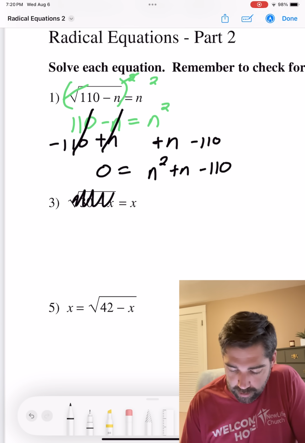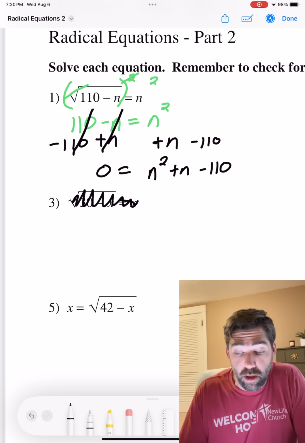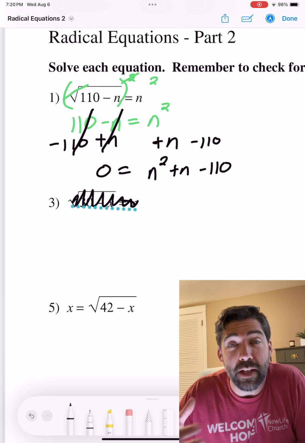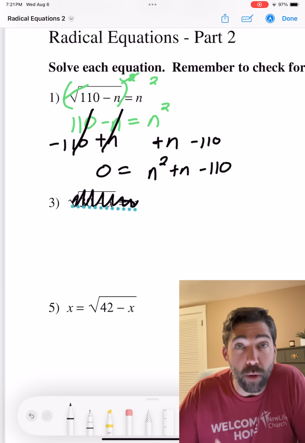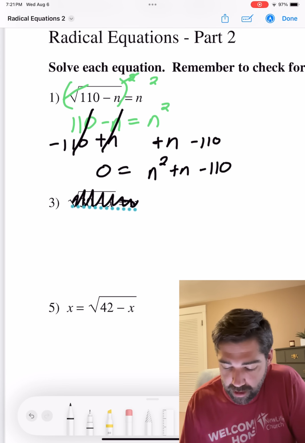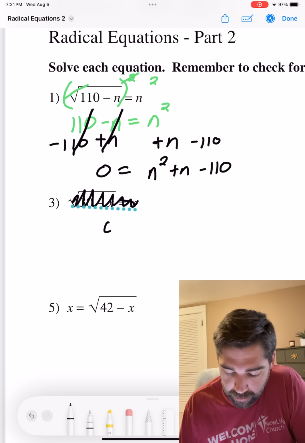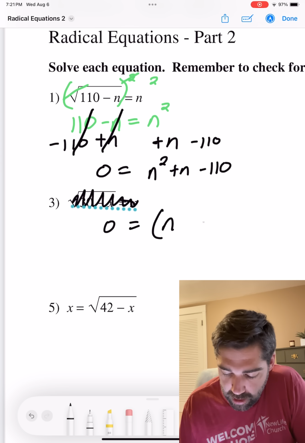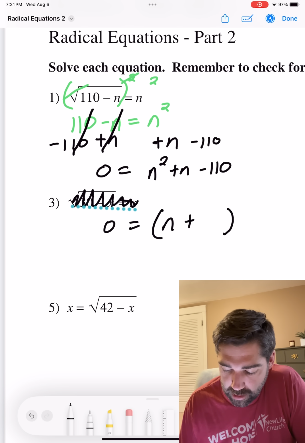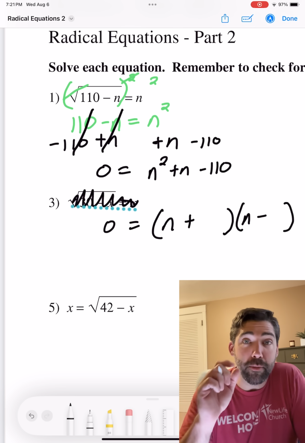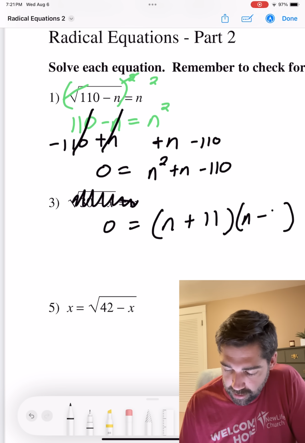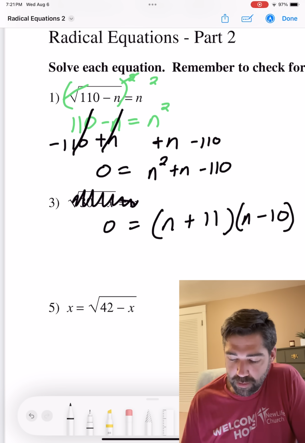Now, what do? Let me get this guy out of here. Well, now I have to factor. If you don't know how to factor, you can check out my videos on that. What multiplies to be negative 110, but adds up to be 1? So I have 0 equals n, I'm going to have a plus and an n minus. They have to be numbers real close to each other. It's going to be 11 and 10. 11 times 10 is 110. Positive 11 minus 10 gives me this positive 1 right here.